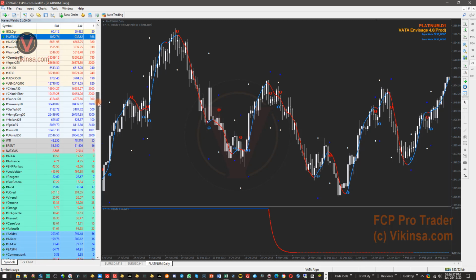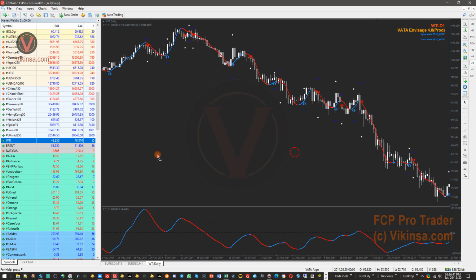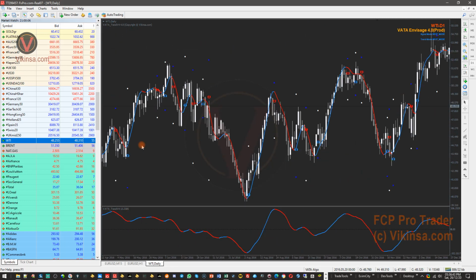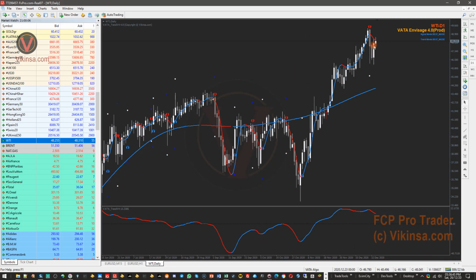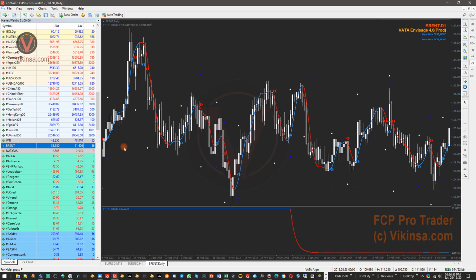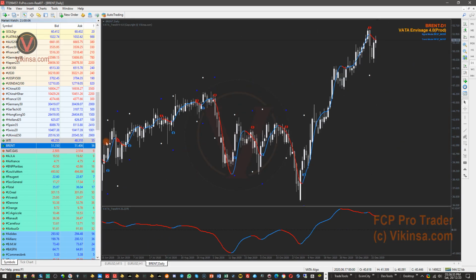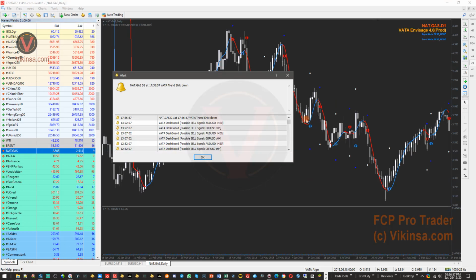Then we move on to commodities such as crude oil. Works on crude oil perfectly fine. This is the open buy sell signal right now. This was the previous buy signal on daily time frame. Then Brent works exactly like that. Then we have natural gas.